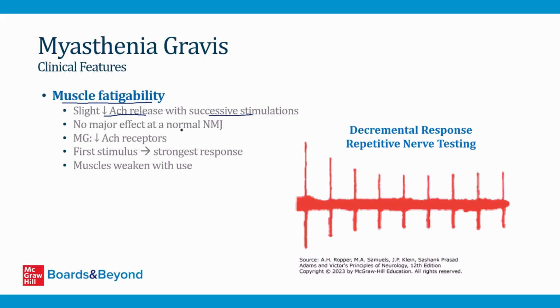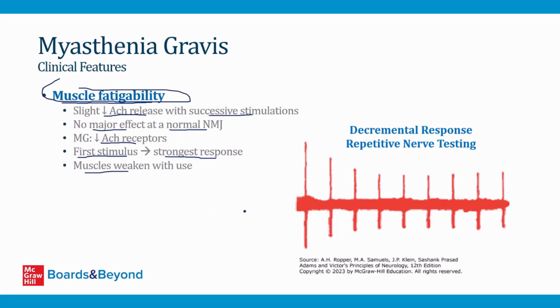Now, if you have a healthy, normal neuromuscular junction, there's no major effect of this phenomenon of less acetylcholine being released. However, patients with myasthenia gravis have fewer acetylcholine receptors available because many of them are being blocked by those antibodies. So what happens in myasthenia gravis is the first stimulus leads to the strongest muscle contraction, the strongest response, because you get the most acetylcholine release. But then with successive stimulations, the muscles weaken and you get less and less contraction. This is called muscle fatigability, a classic feature of myasthenia gravis.